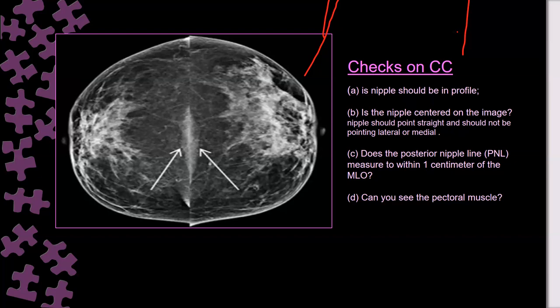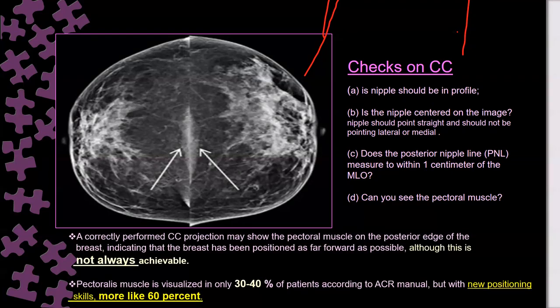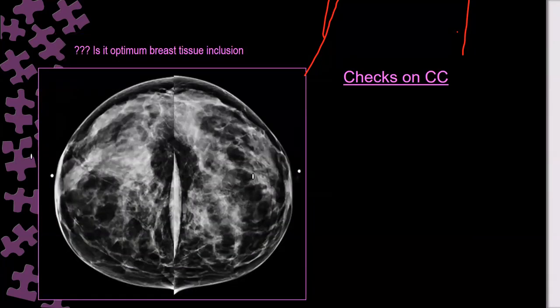Adequate. Very adequate. Pectoralis and retromammary fat. As we mentioned, we cannot always achieve the pectoralis. Then, okay, what about this one?